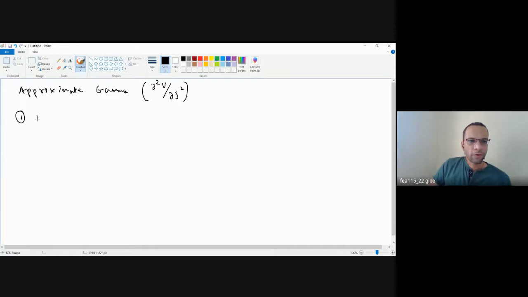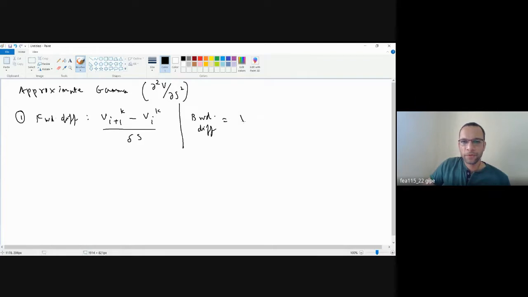So firstly, through forward differencing, we have something like V i plus 1 k minus V i k, my time step remains the same, my asset step is moving, upon delta S. We have a backward differencing as well: V i, so I stay on the kth step, minus V i minus 1 k, upon delta S. So something similar to our delta representation, which we had done some time back.